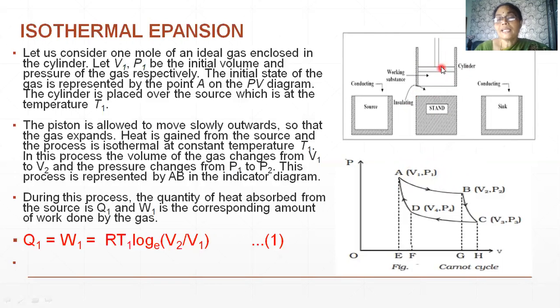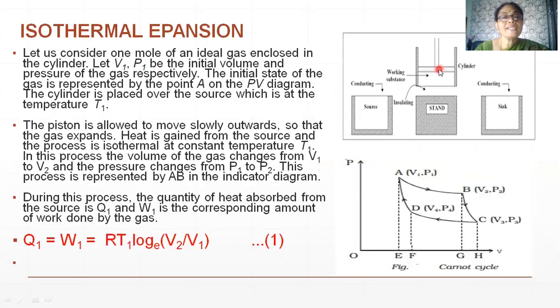Now, this cylindrical vessel, that is the working substance, is then taken and placed on the source. You can see the upper portion of the source is conducting, lower portion of the working substance is also conducting. This working substance is placed on the source. The source has the capacity to supply the heat. The working substance has the capacity to absorb the heat. So the source supplies the heat and this working substance absorbs the heat.